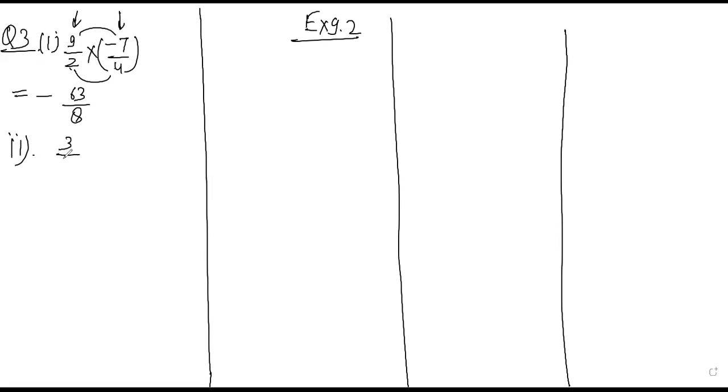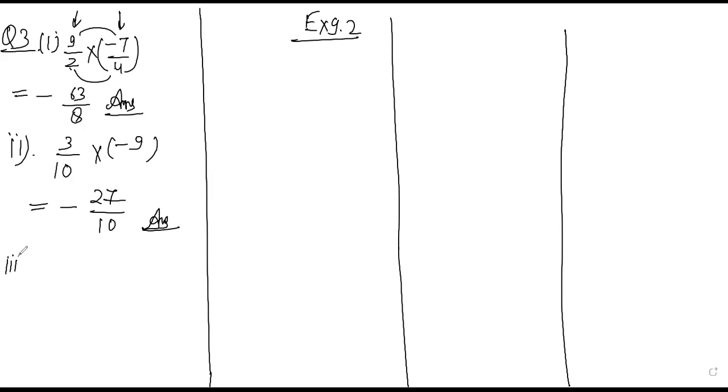Now look at the second part, 3 upon 10 into minus 9. The answer is negative, because it is a negative rational number and a positive rational number. Okay, so 9 threes are 27 upon 10. So the second part is very easy. These are the answers, don't worry.